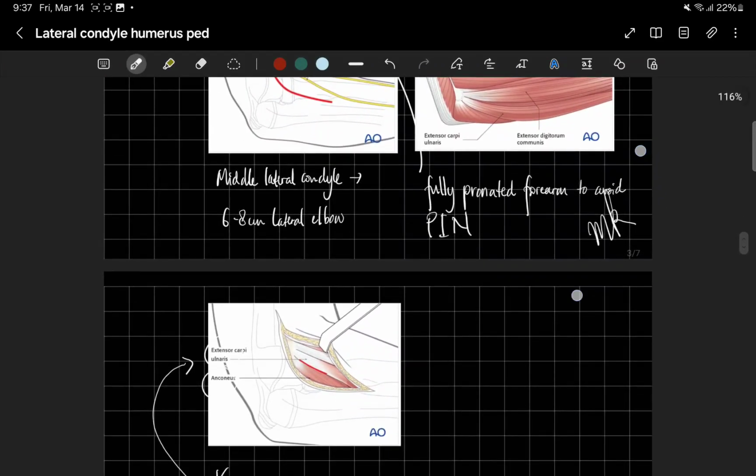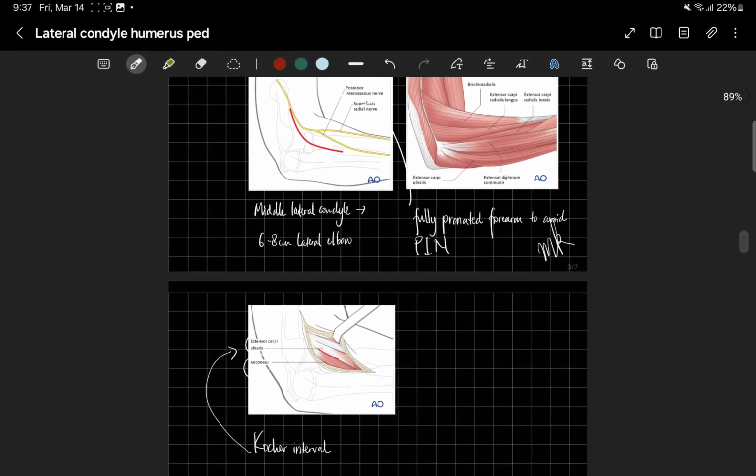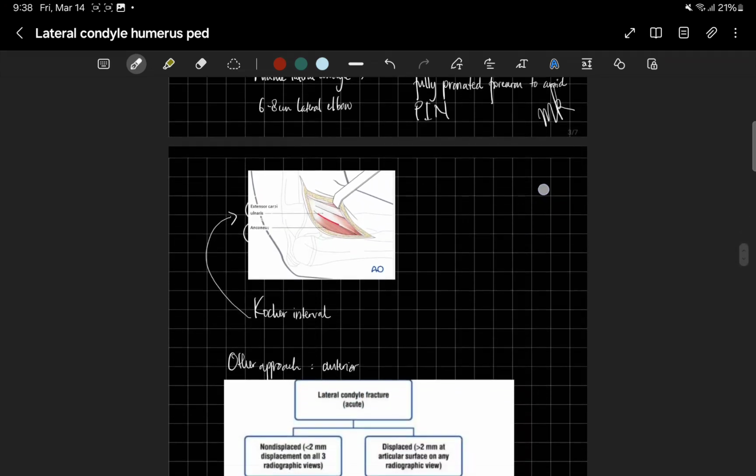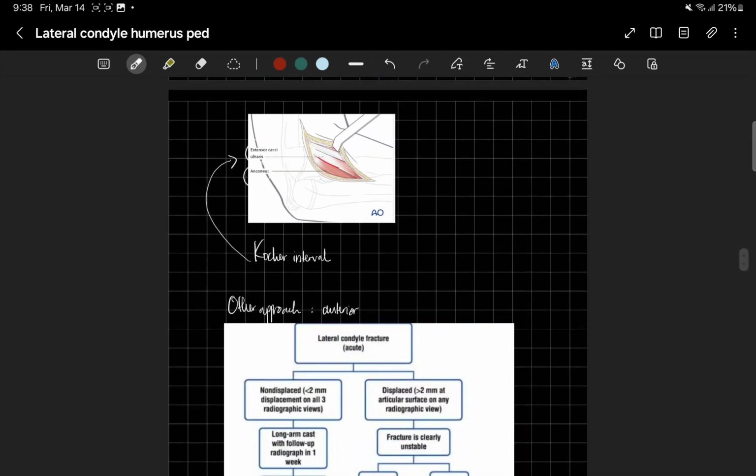As we know, to decrease the possibility of injury to the posterior interosseous nerve, we can move the elbow into pronation. And this is the Kocher interval. We do the incision between the extensor carpi ulnaris and also the anconeus.